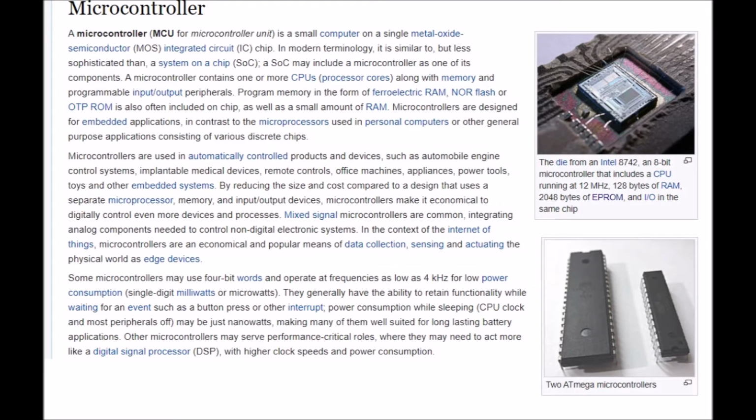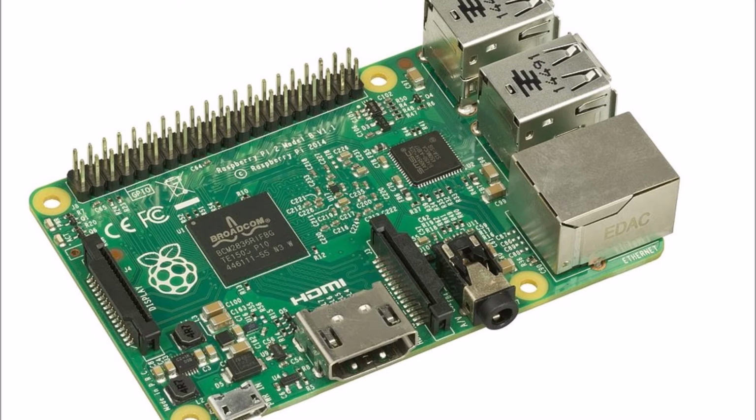A microcontroller, MCU, is a small computer on a single metal oxide semiconductor integrated circuit chip. In modern terminology, it is similar to, but less sophisticated than, a system on a chip. A SoC may include a microcontroller as one of its components.